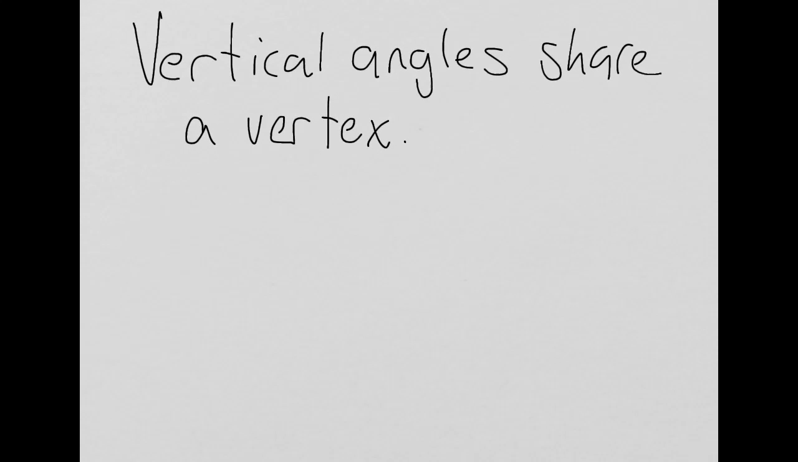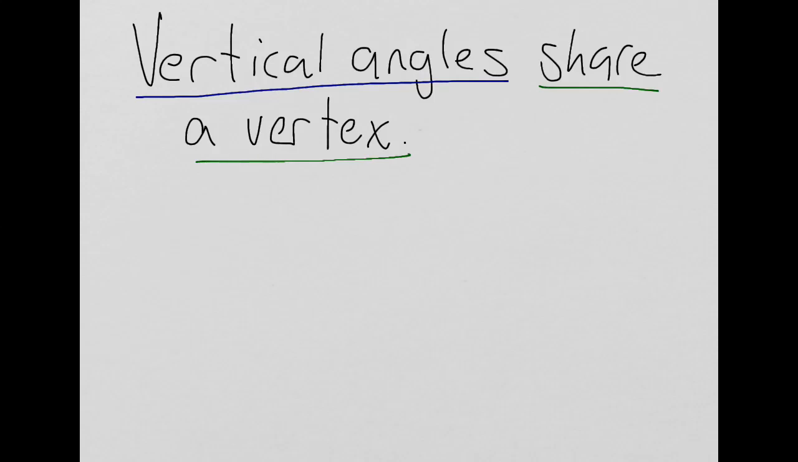The statement that we're given is vertical angles share a vertex, and we are asked to turn it into a conditional. So like I said before, we want to first identify our hypothesis and conclusion. So hypothesis here is going to be vertical angles, and then conclusion is going to be share a vertex. So vertical angles is the P of my statement, and share a vertex is the Q of my statement.